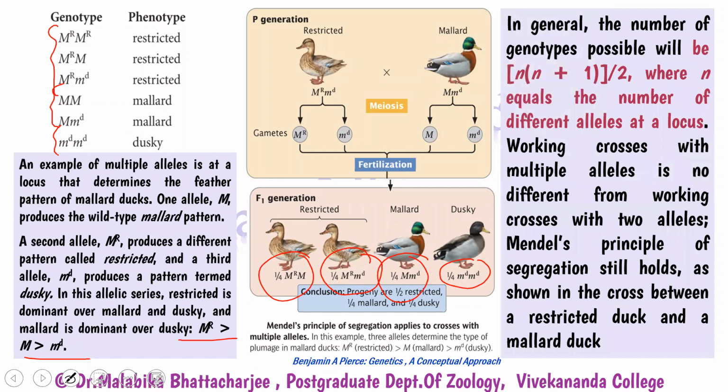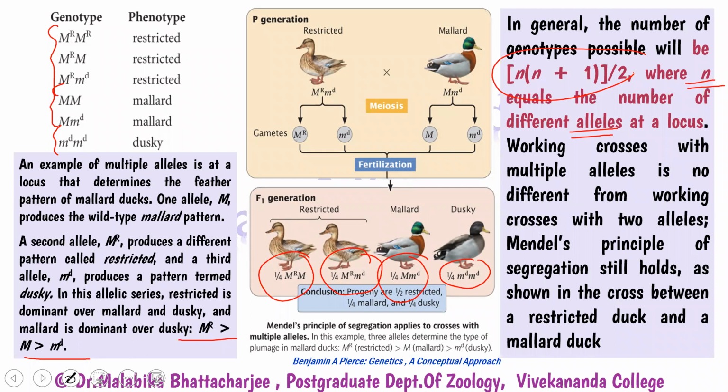So there is a formula: if N is the number of alleles present at a locus, then the possible number of genotypes that can be obtained is given by N into N plus 1, total divided by 2, given that you know the number of alleles present at a locus. For example, in this case, we have 3 alleles. So you just put 3 here. 3 into 3 plus 1, 4, 12 by 2, 6. See, we are having 6 genotypes.